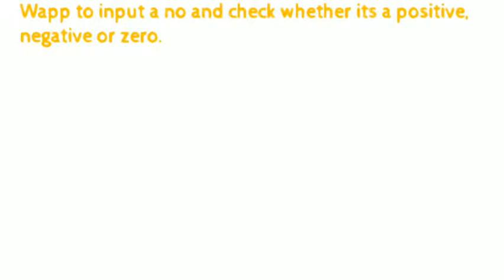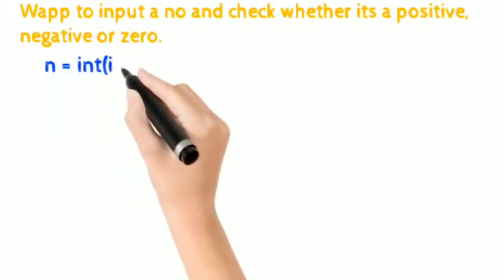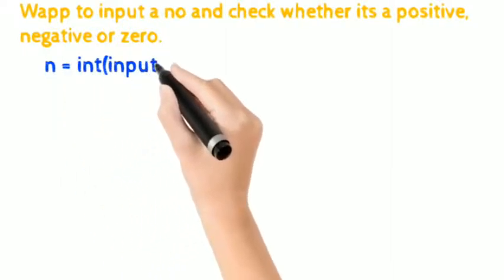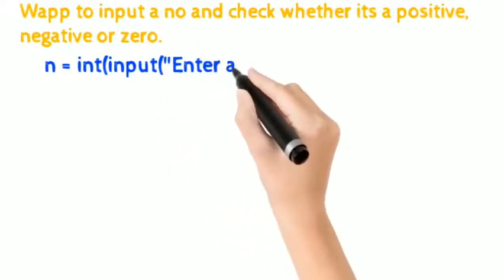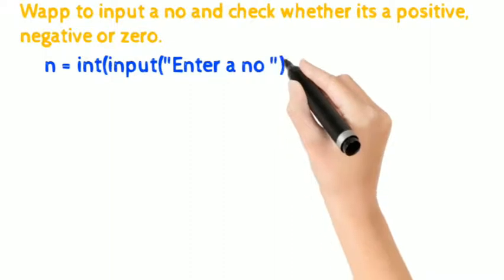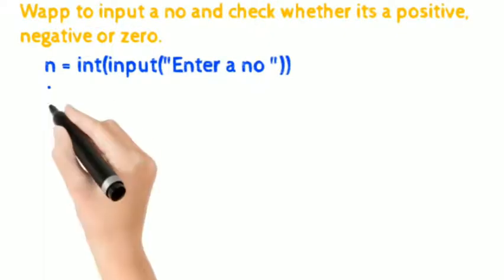So here there will be 3 conditions. So that's why we have to use input again to input the number, because at first we need to receive the number from the user, thereafter we can compare whether it is 0 or not. So I wrote n equal to int function, input function, and input a number. Thereafter we have to compare via using if statement.